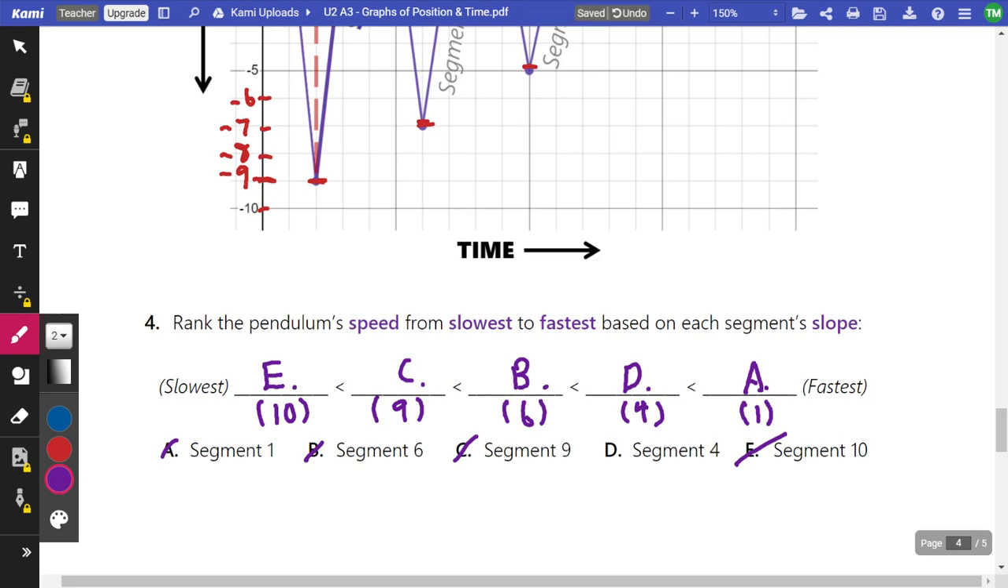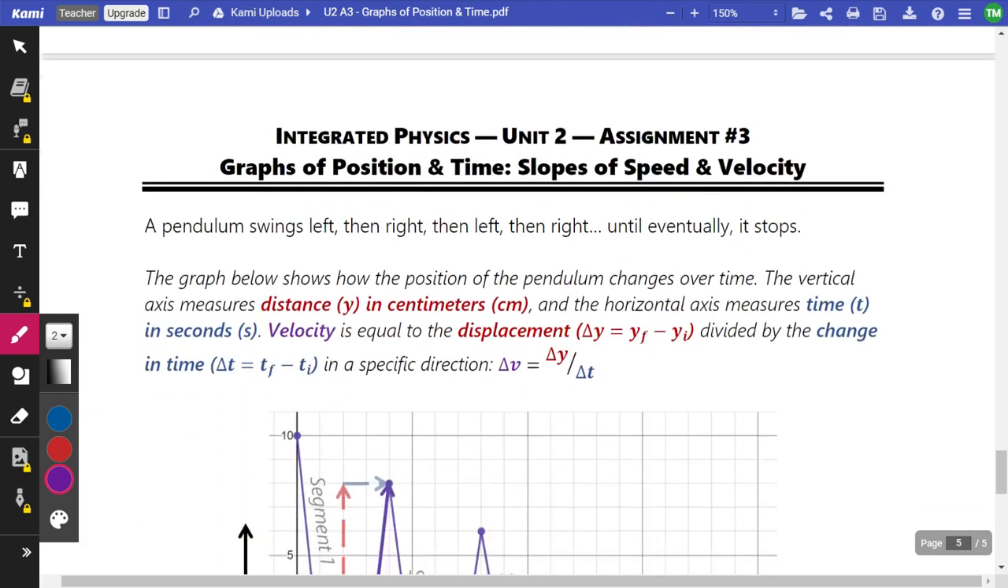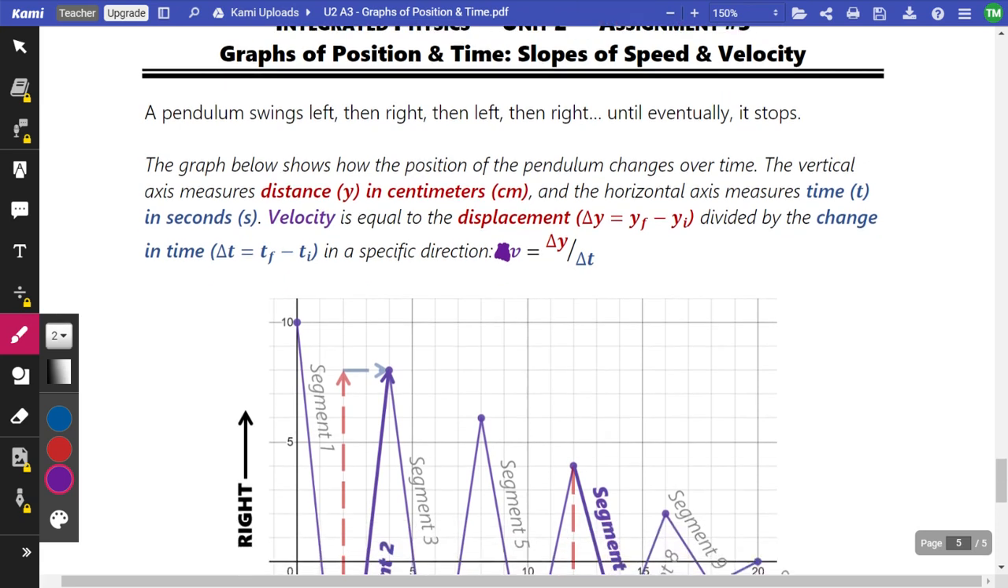Now let's actually try to calculate how fast or slow the pendulum is going at some of these segments. So let's go down here. We're going to calculate velocity. Again, that means we're looking at how fast it's going as displacement divided by change in time. So it's still basically just distance divided by time, but in a fancier way. This is also going to include the direction of where it's moving.